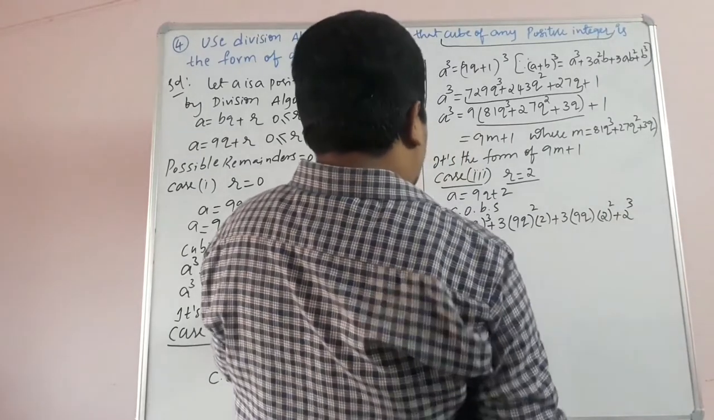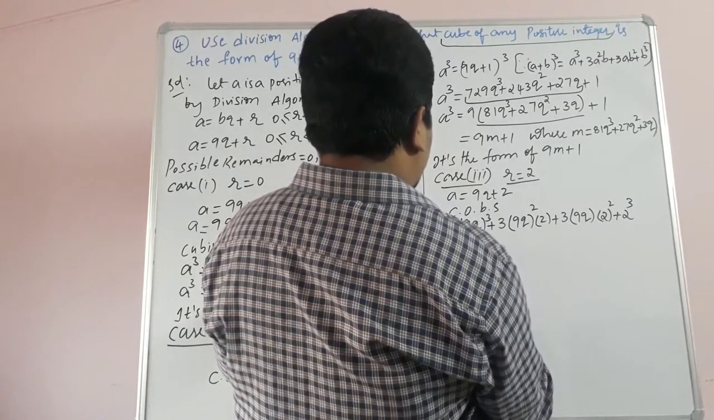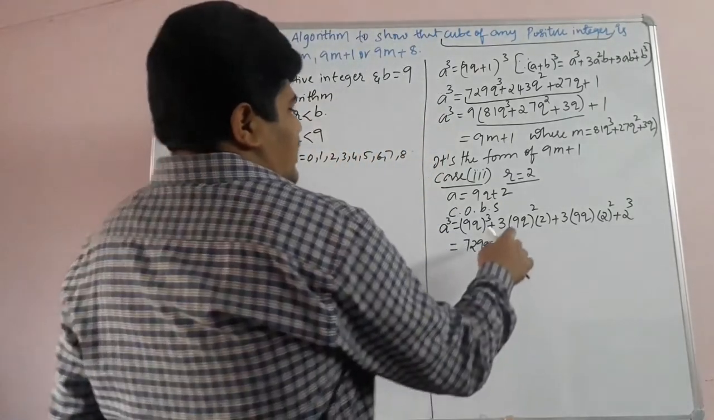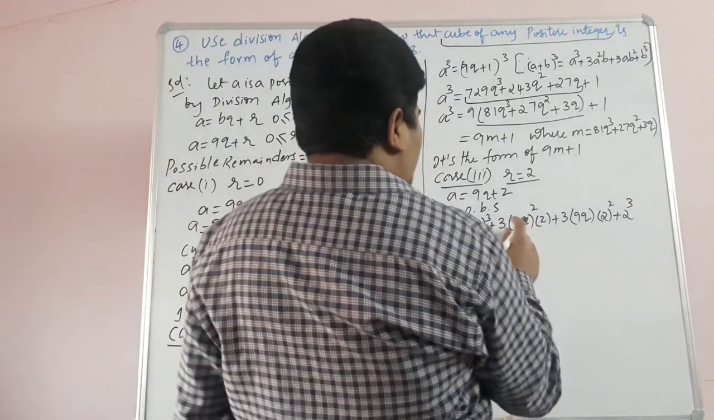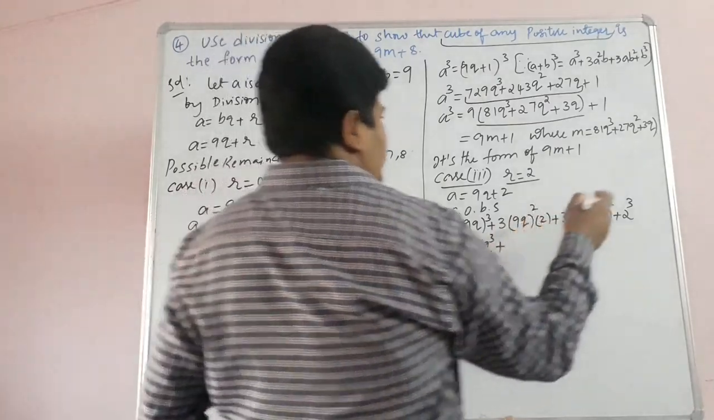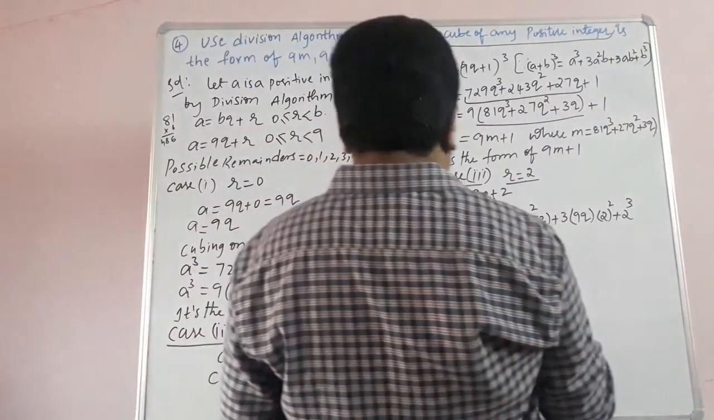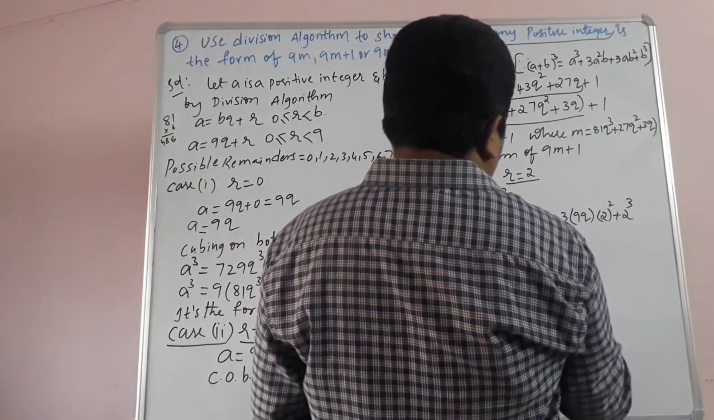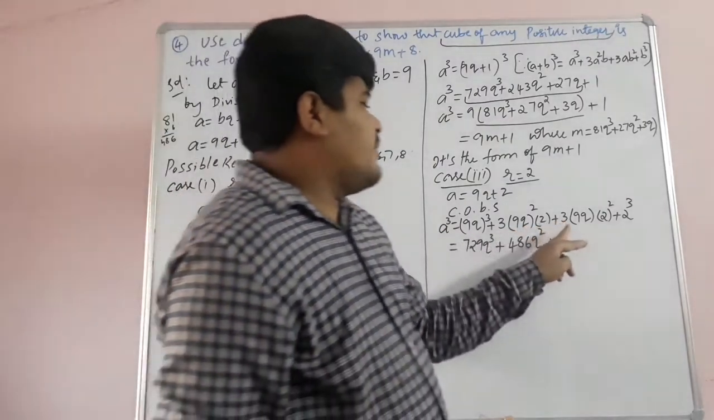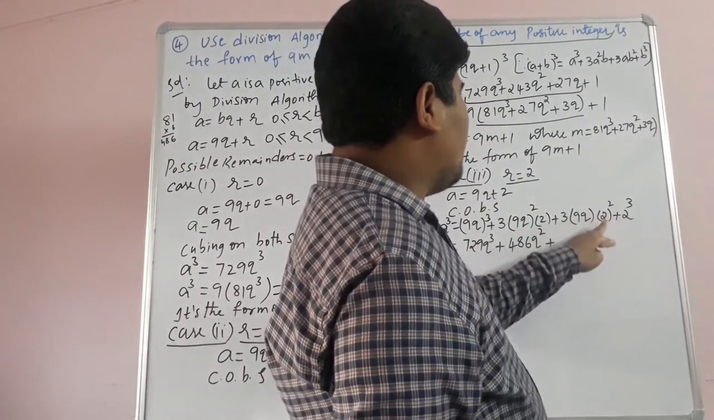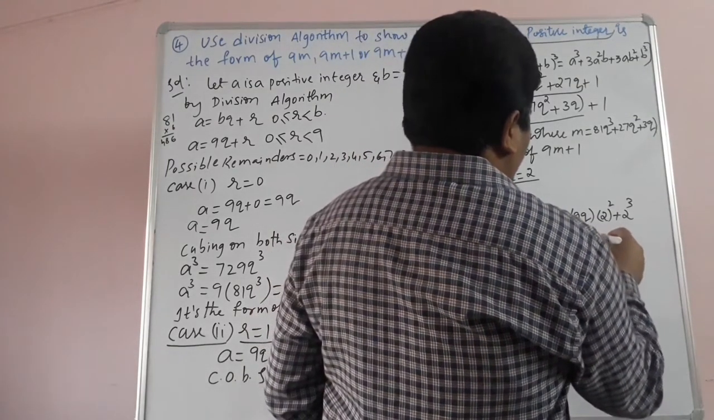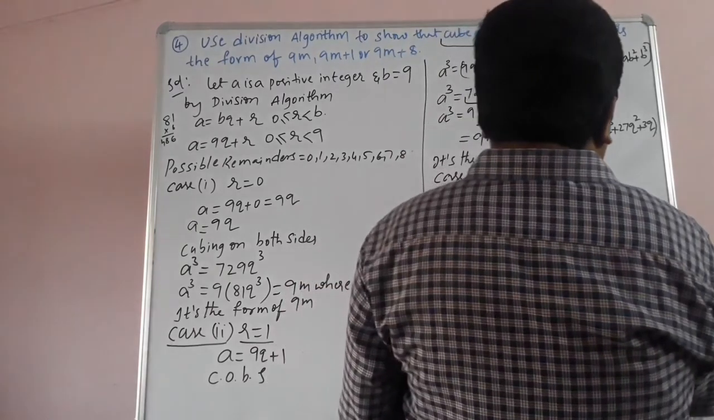So that is 9 cube, already solved, 729q cube, plus 3 into 9q whole square, which is 81q square. 81 into 6 is 486, so 486q square, plus 3 into 9q into 2 square. 2 square is 4. 4 threes are 12, 12 nines are 108, so 108q, plus 2 cube is 8.